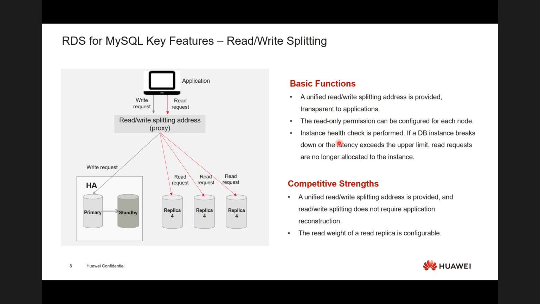Also, an instance health check is performed. That means if one of the instances has something wrong, if the result of the health check is bad, the instance breaks down or the latency exceeds the upper limit, then that instance will not get the traffic. The requests will not go to that instance, because it may have broken down.